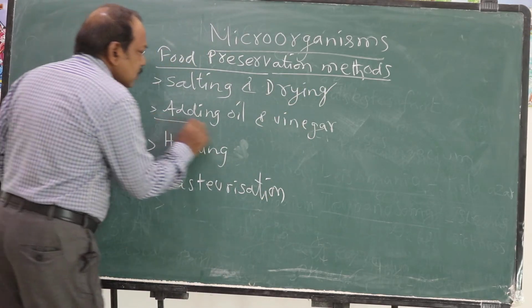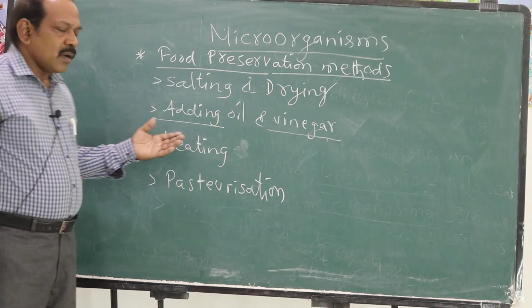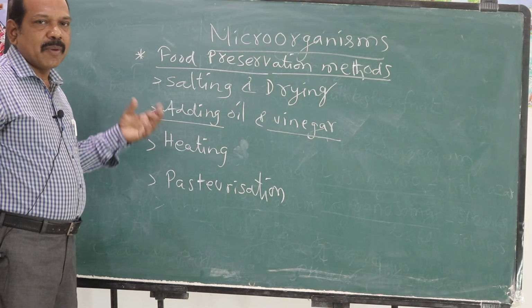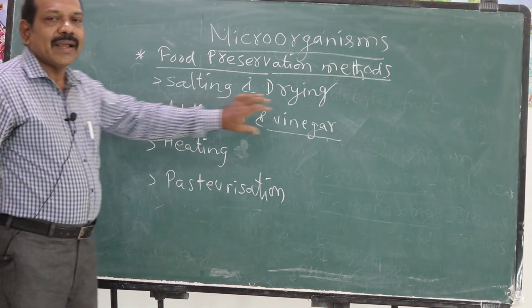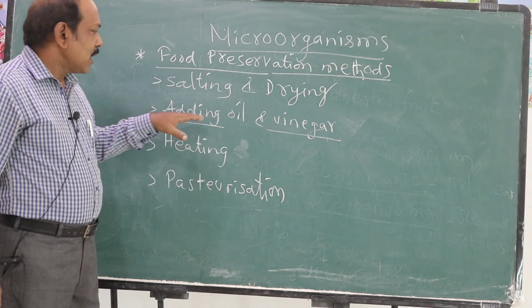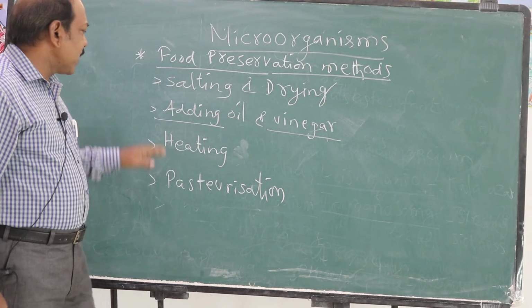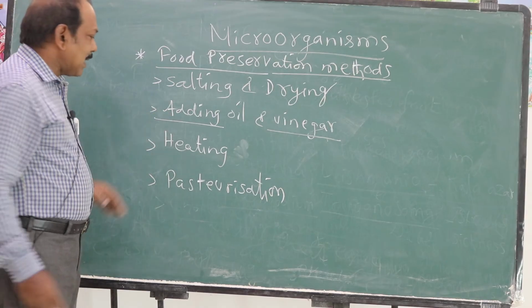And adding oils. Commonly with our pickles, tomato pickle, mango pickle or some other pickles, when we prepare pickles, oil is added, vinegar is added. These are called preservatives. These preservatives keep the food item for a longer period without getting spoiled.